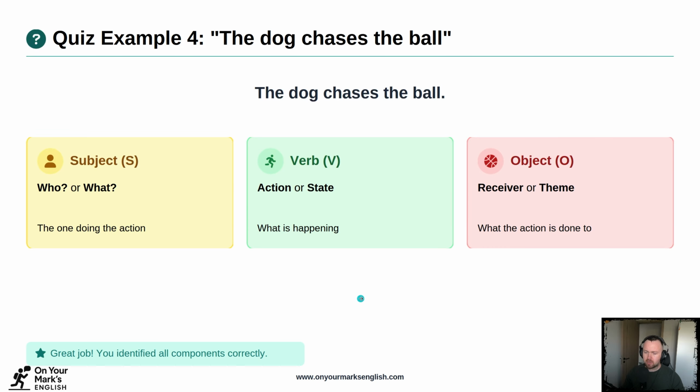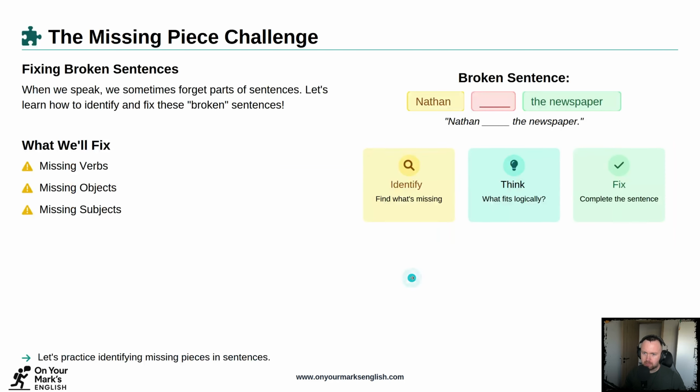Time's up. Let's have a look. If you said the dog is the subject, you were correct. If you said chases is the verb, you were correct. And if you said the ball is the object, you were also correct. The dog chases the ball. Who or what? The dog. Action or state? Chases. Receiver or target? Object. The ball. The dog chases the ball.